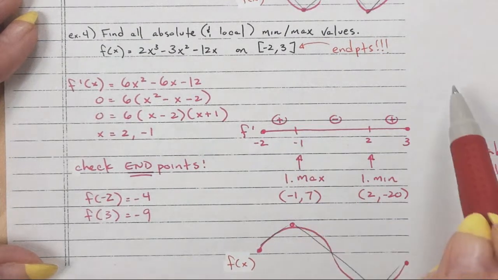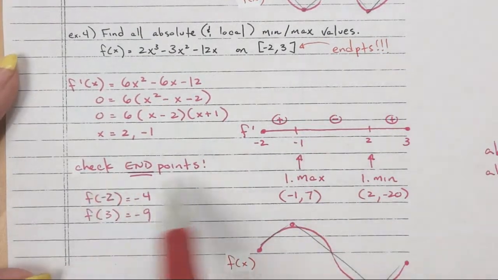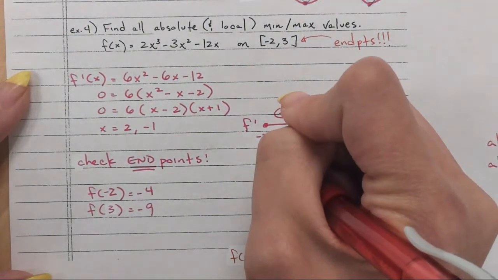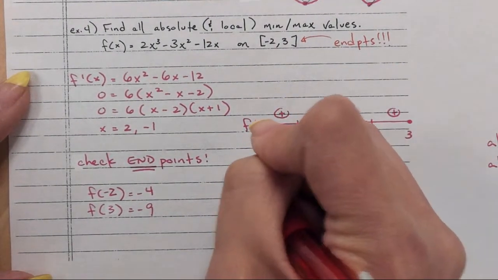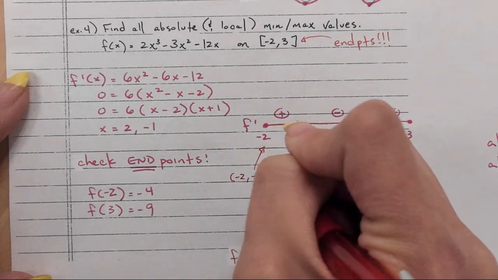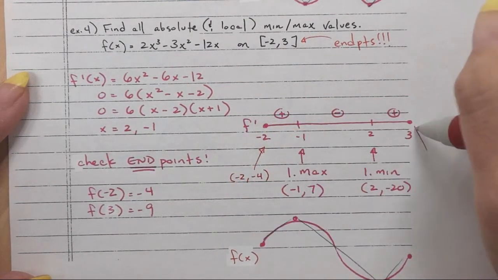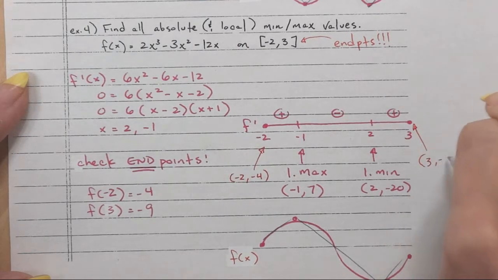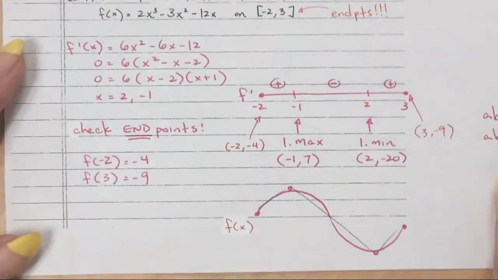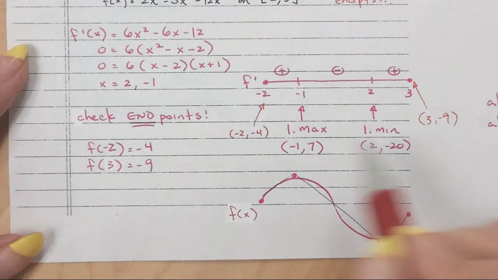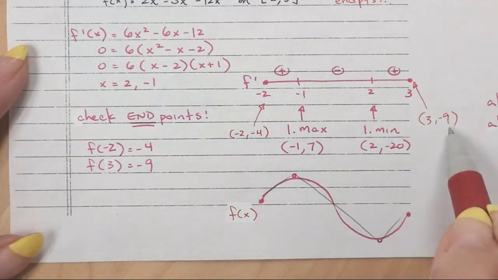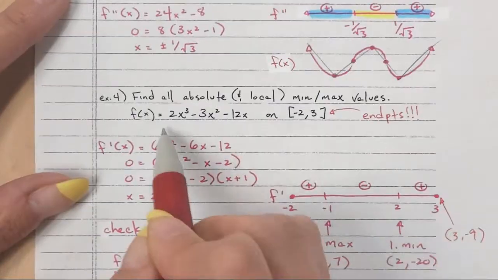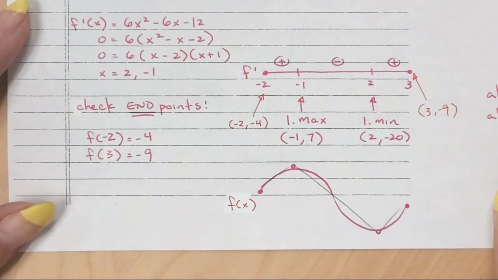Okay. So I'm going to check my endpoints, and my endpoints right here, I'm going to fill in, is negative 2 comma negative 4, and then over here, oops, is 3 comma negative 9. Can we see that? Yeah, barely. Okay. So I have these 4 points. How did I get the 7 and the negative 20? I plugged the negative 1 and 2 into the original. Okay, so then I have that.